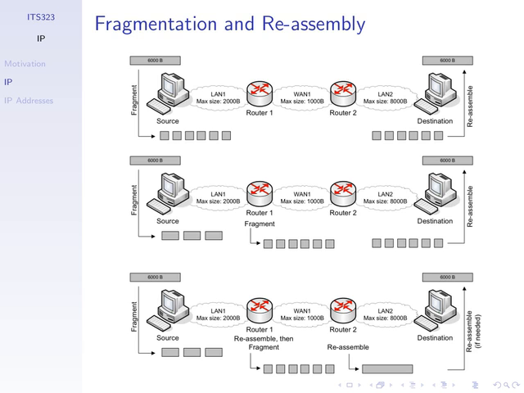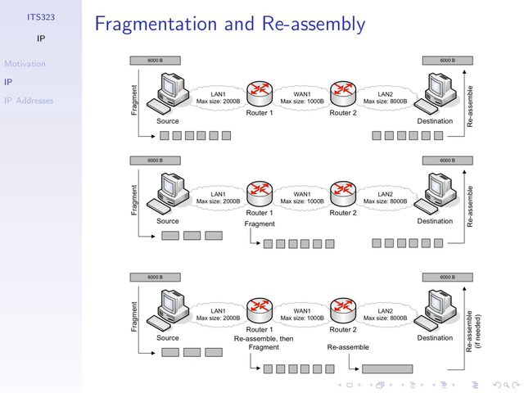We'll see there are three ways to deal with it. The first way is the source, if it knows the minimum of the maximums across the path. Note that the maximum on this subnet is 2,000, here it's 1,000, here it's 8,000. If the source knows the minimum of these three values, the minimum is 1,000, then it fragments its original data into sizes no larger than that minimum.